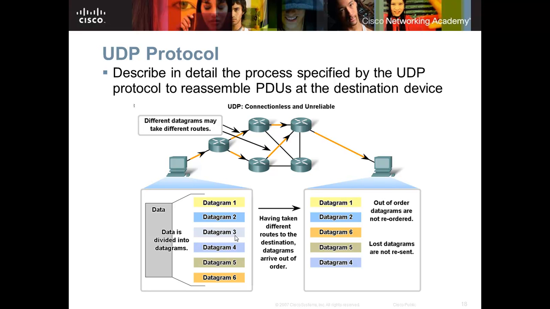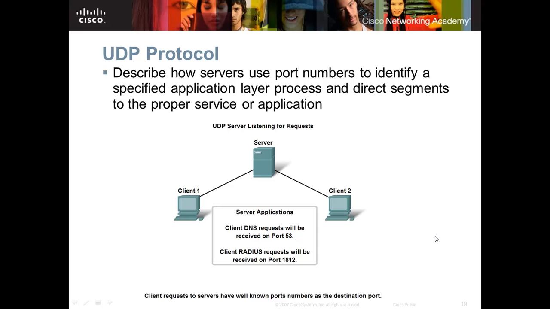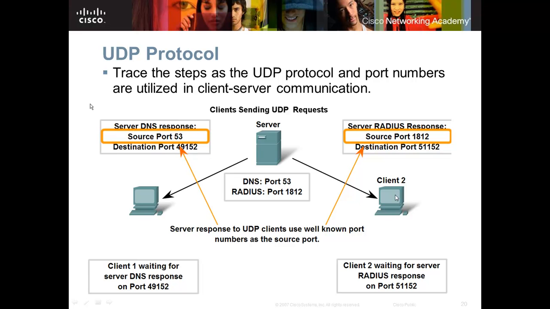So here you can see datagrams may take different paths, things might get lost, it might get mixed up, but they're not reordered. If you lose one, so in here datagram 3 didn't come across, it's not going to resend it or ask for it to be sent again. Again, it uses port numbers to deliver to the proper service or application as it moves up the chain. You'll see source and destination again.